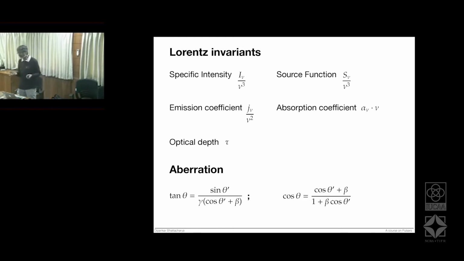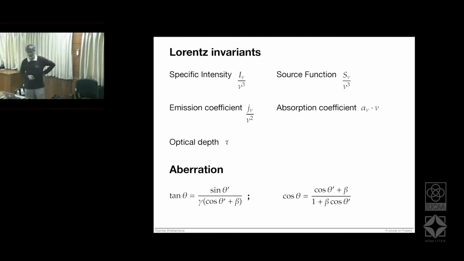And this number ratio cannot change. If you look at it from another frame, even if the medium is moving, tau has to be constant. So tau is Lorentz invariant by definition.